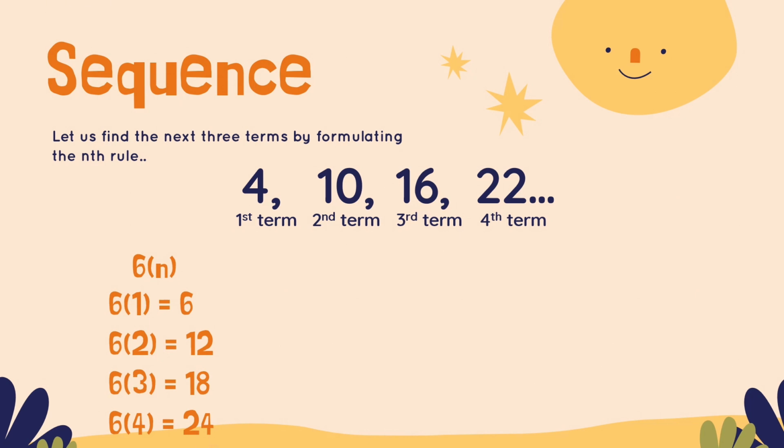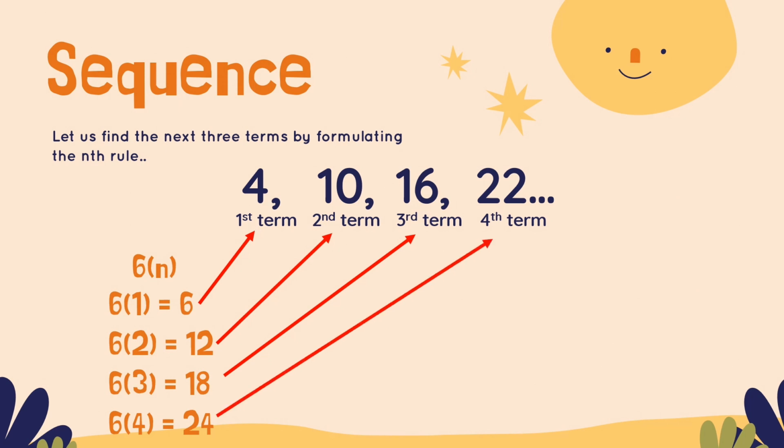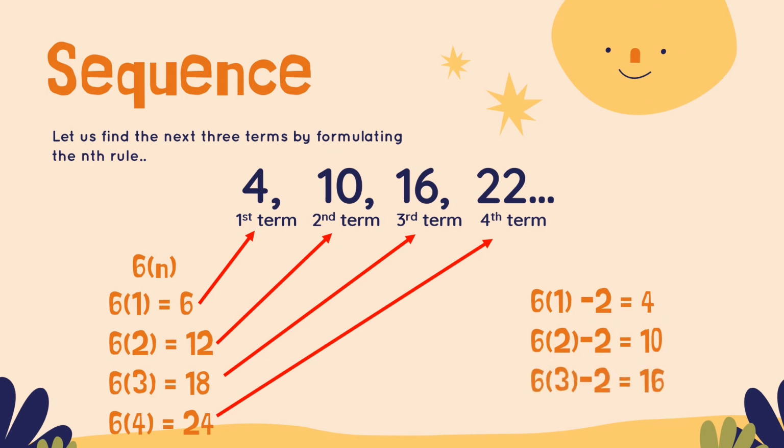What's wrong with this? So we can see that 6 going to 4, there is a difference of 2. 12 going to 10, there is also a difference of 2. 18 going to 16, there is a difference of 2. And 24 going to 22, there is a difference of 2. So the common difference is 2. So let's have this one. 6 times 1 minus 2 equals 4. 6 times 2 minus 2 equals 10. 6 times 3 minus 2 equals 16. 6 times 4 minus 2 equals 22.